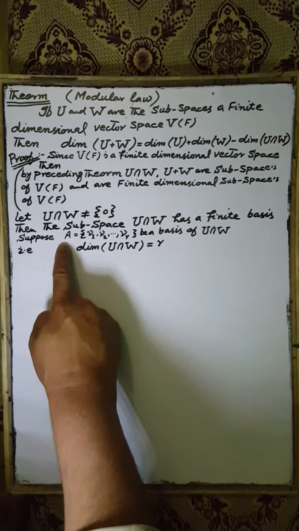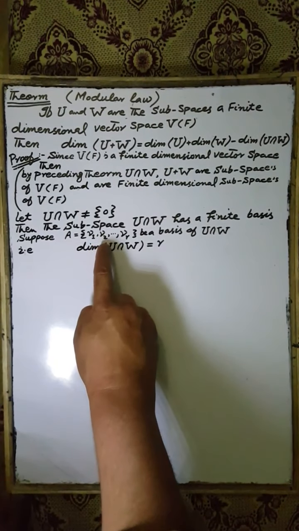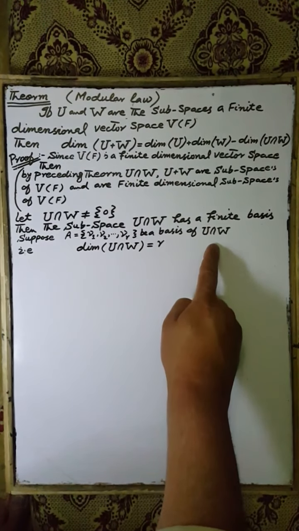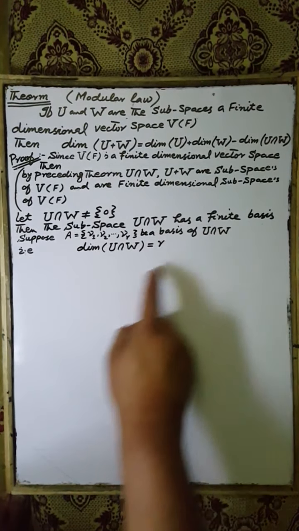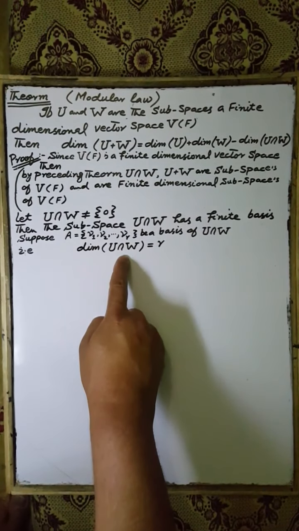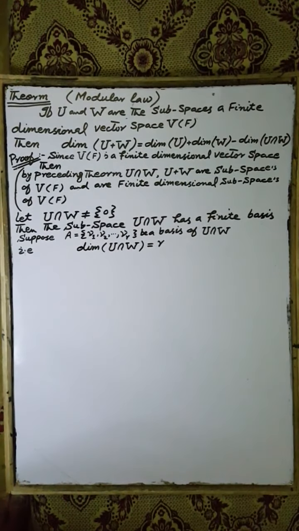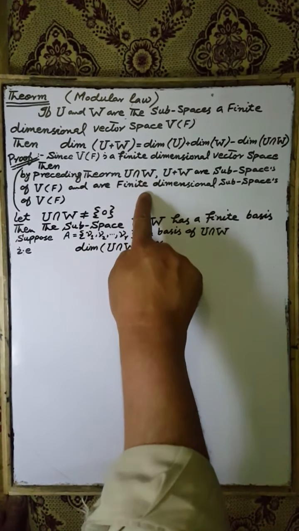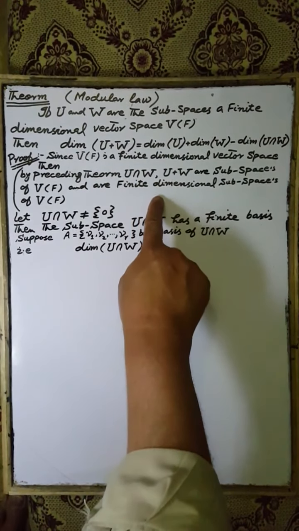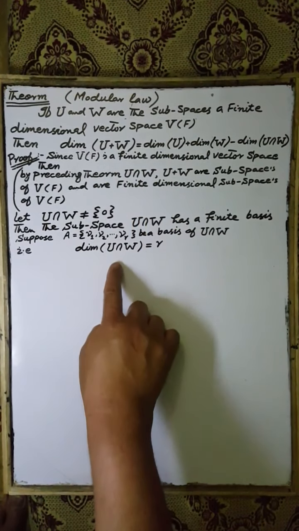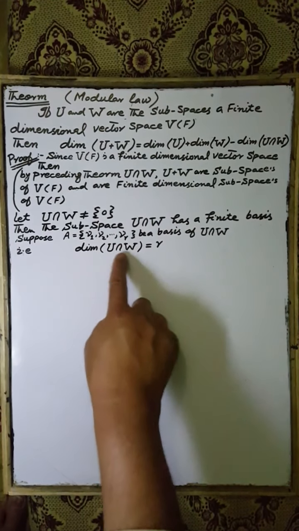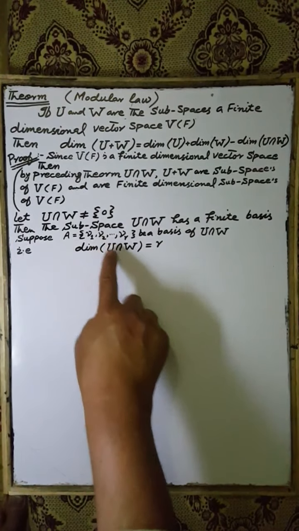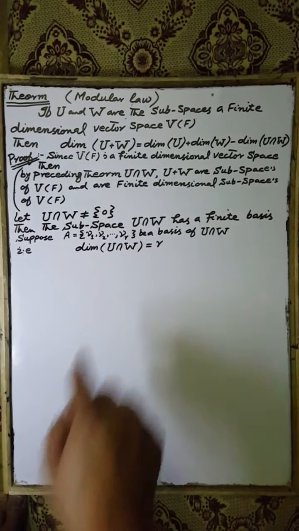Let the set A consisting of the elements v1, v2 up to vr be a basis of the subspace U intersection W. That is, the dimension of the subspace U intersection W is equal to r, because U intersection W is a finite dimensional subspace of the vector space V over the field F. That is, the basis of U intersection W contains r vectors.